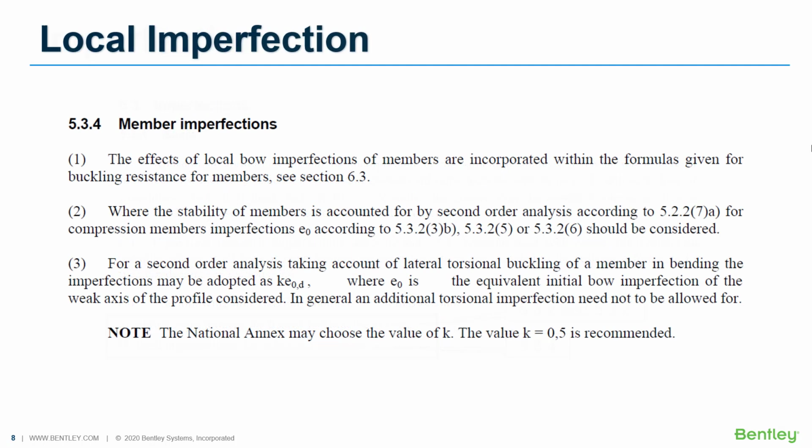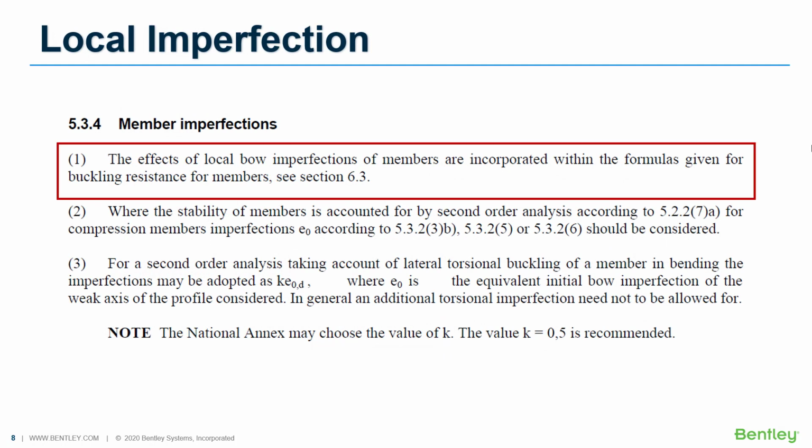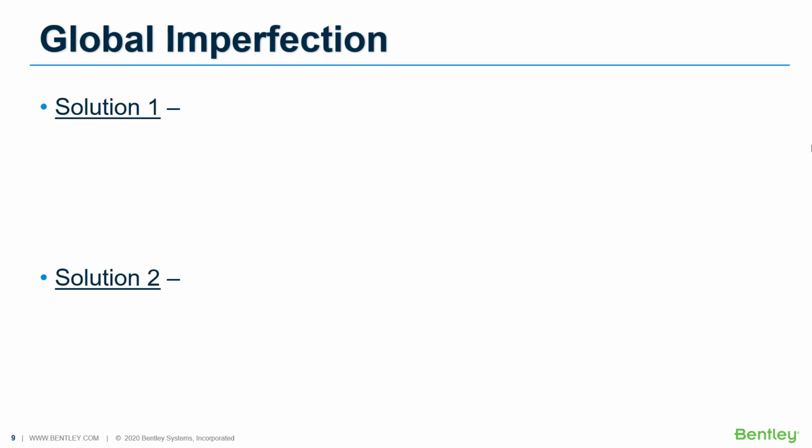If we consider section 5.3.4 for local imperfection, then we can find that the local bow imperfection of individual members are already considered under the formulas provided in section 6.3. As this check is already considered, no additional check is required for the local imperfection. For global imperfection, it is for the overall structure and needs to be considered properly.